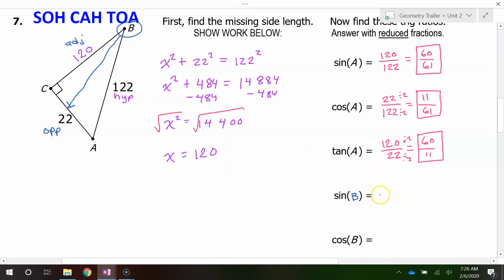Sine is opposite over hypotenuse, so that'll be 22 over 122. Both of these are divisible by 2, so that's going to be 11 over 61.